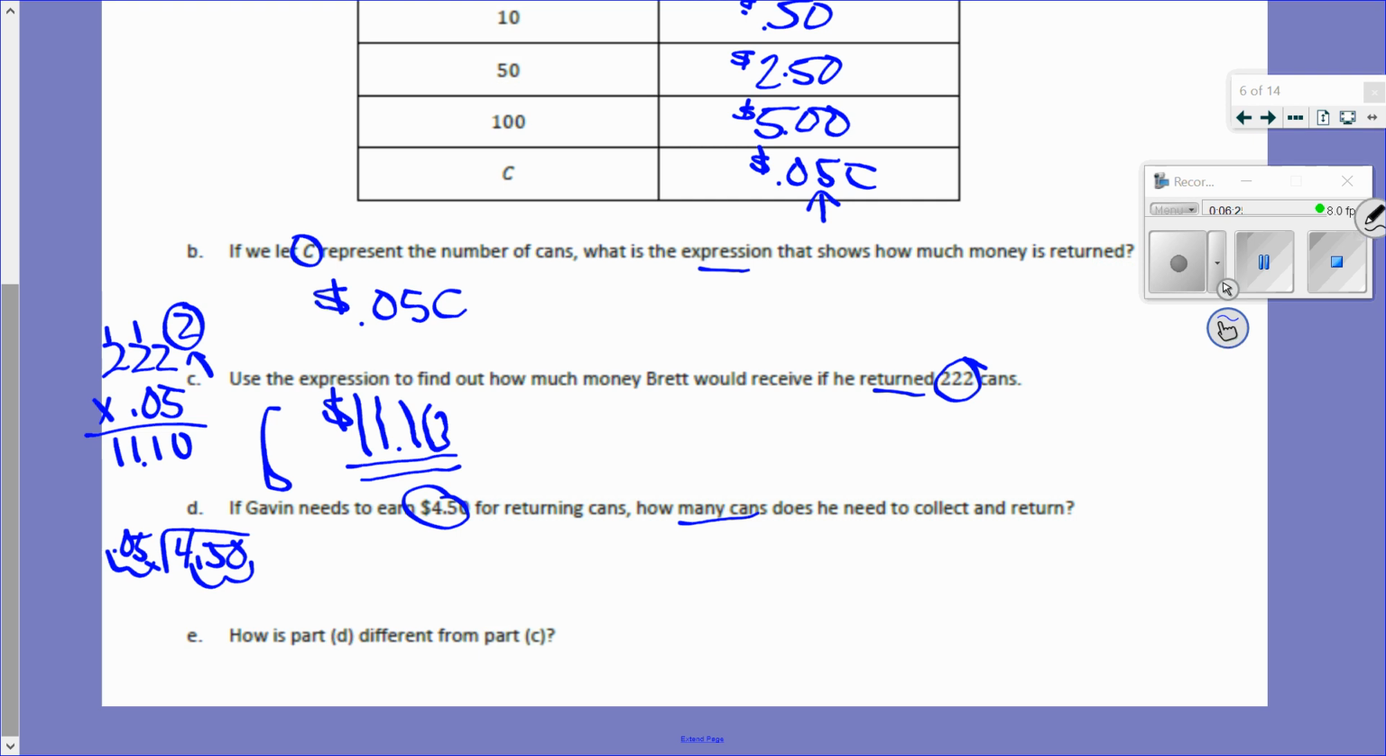So now I say 5 goes into 45 9 times. I don't have anything left, but I've still got a 0, so it's going to go 0 times. So that means he needs to return 90 cans.